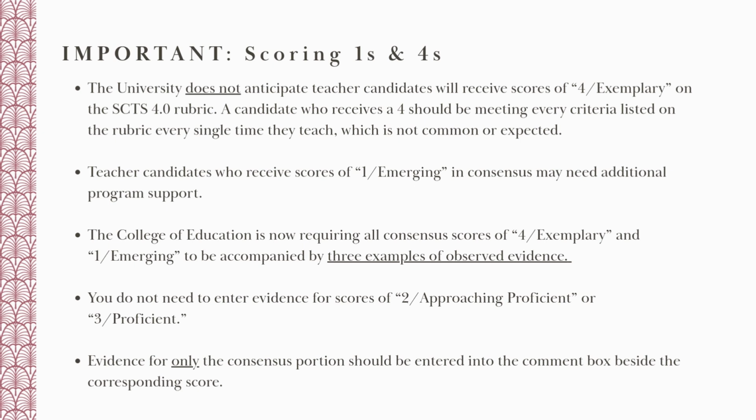The College of Education is now requiring all consensus scores of 4 exemplary and 1 emerging to be accompanied by 3 examples of observed evidence. You do not need to enter evidence for scores of 2 approaching proficient or 3 proficient. Evidence for only the consensus portion should be entered into the comment box beside the corresponding score.